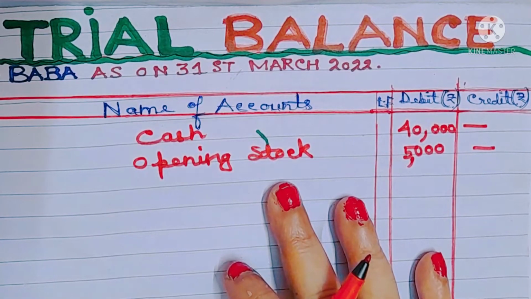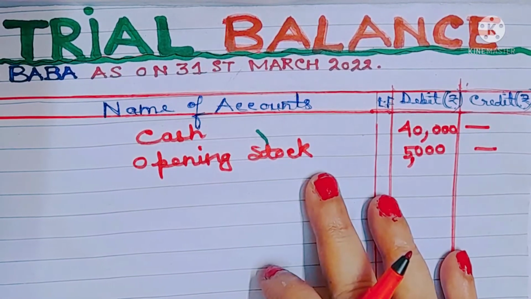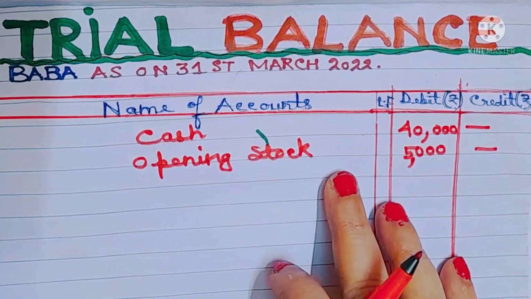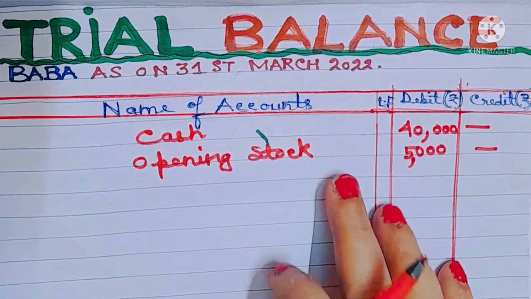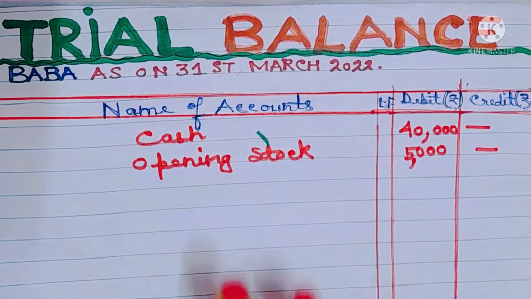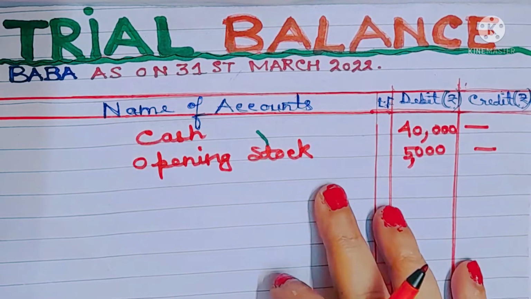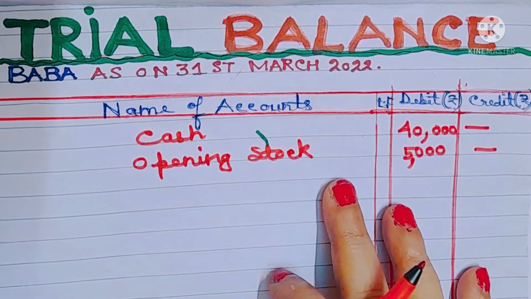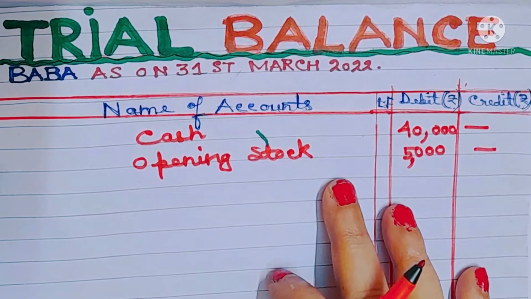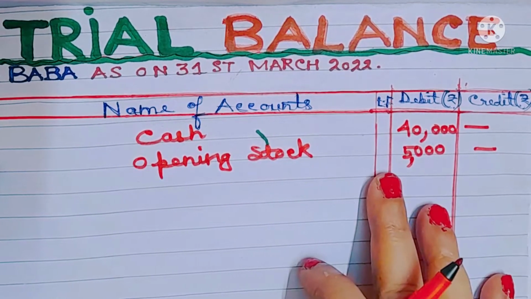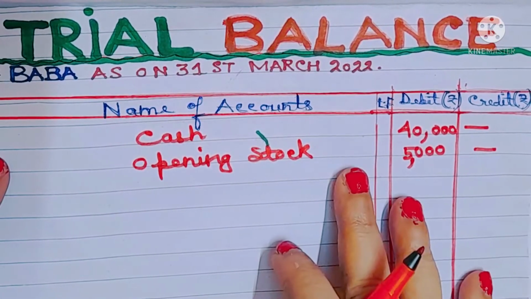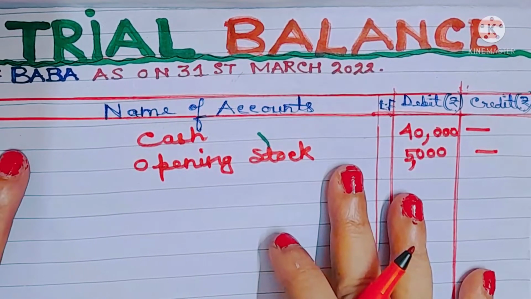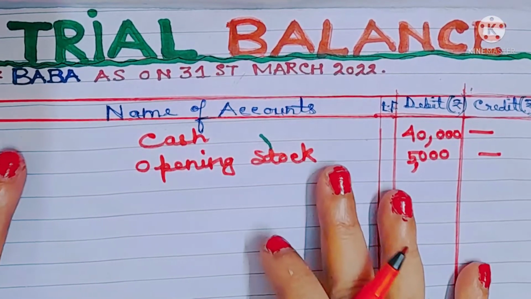Closing stock does not appear in the trial balance because closing stock is the balance of unsold goods that are remaining from the purchases made during an accounting period. The value of total purchases is already included in the trial balance. So, if we write closing stock again in the trial balance, the effect will be doubled. That means we are writing purchases twice. So, closing stock will not appear in the trial balance except in some cases.